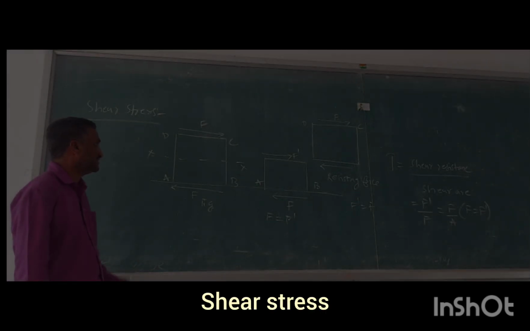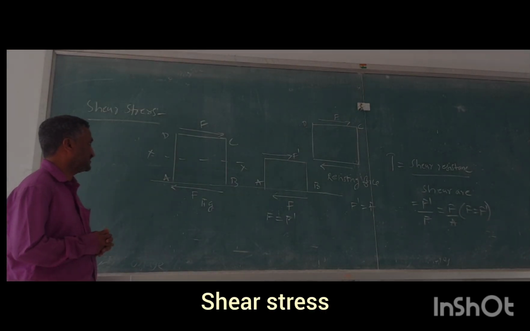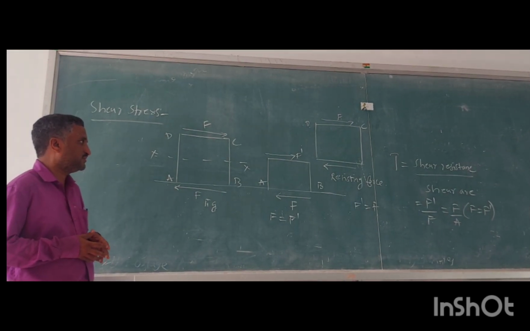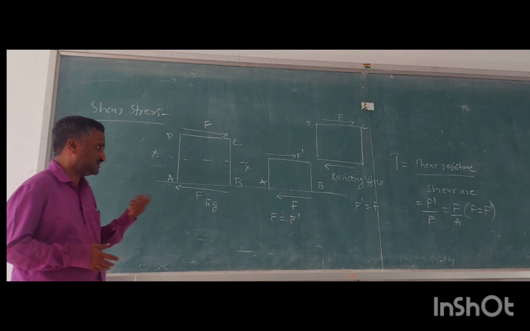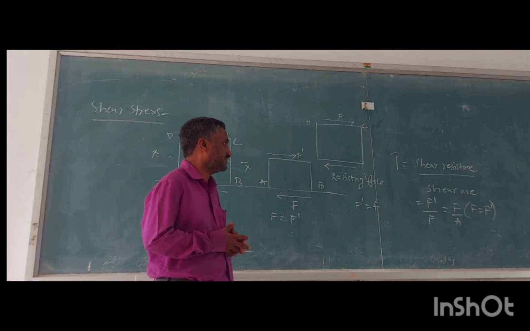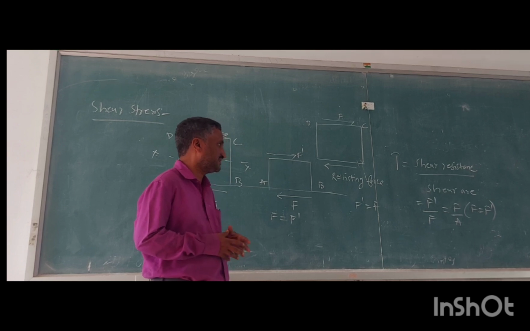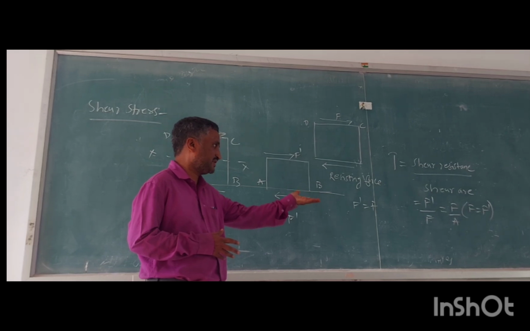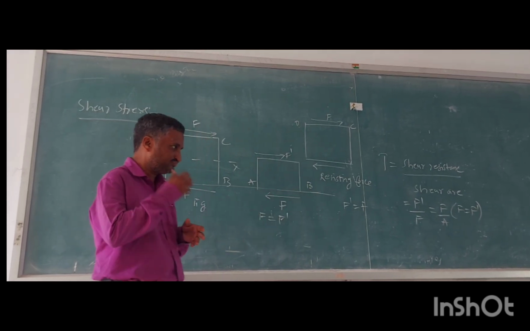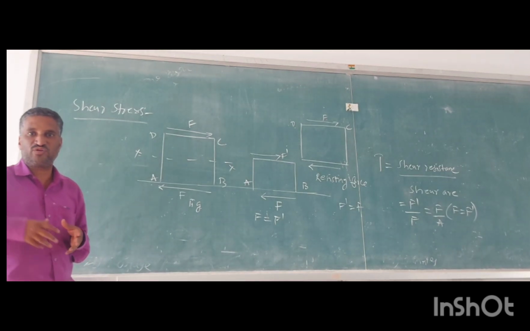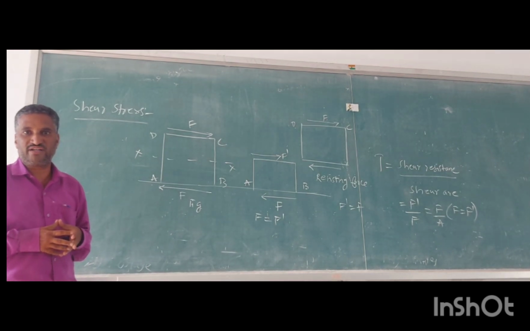The last type of stress is shear stress. Shear stress is very important in the design of machines as well as in strength of materials. Usually the definition of shear stress is shear resistance divided by shear area. If you take the shear resistance, that is the applied load, F by A. Shear stress comes into picture whenever there are nuts and bolts and rivets, where you can find the shear stress.